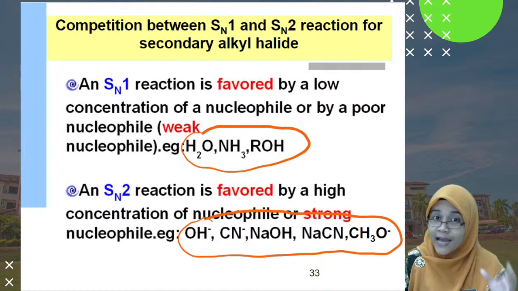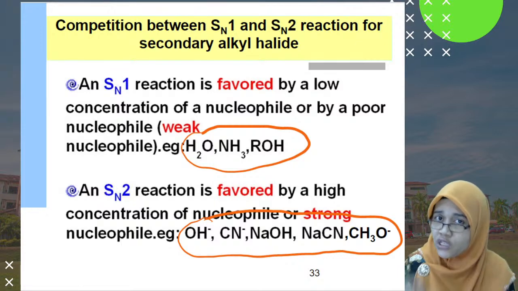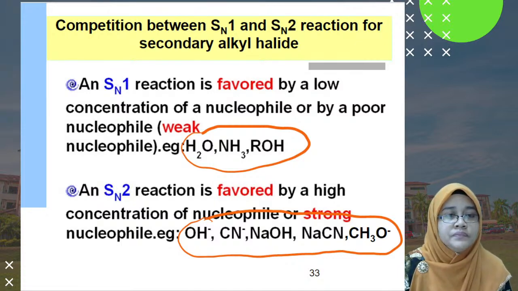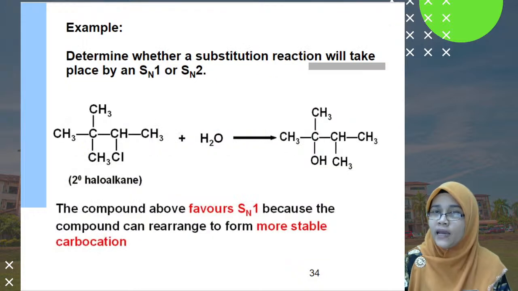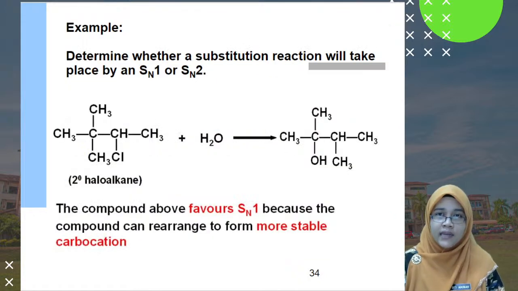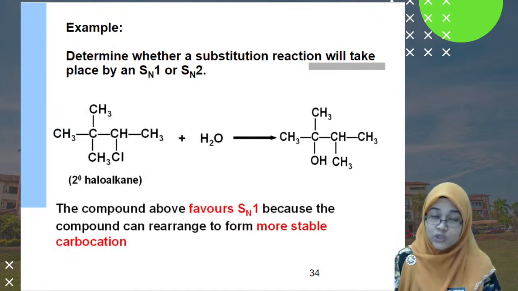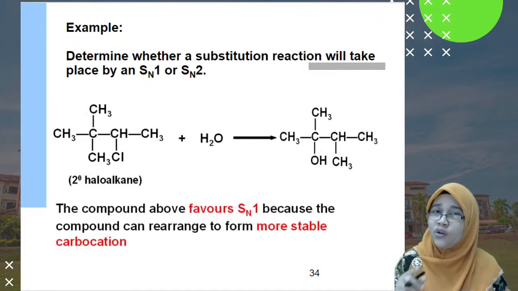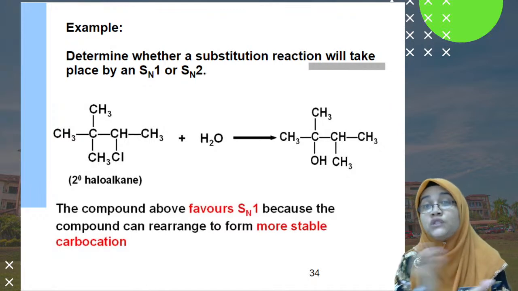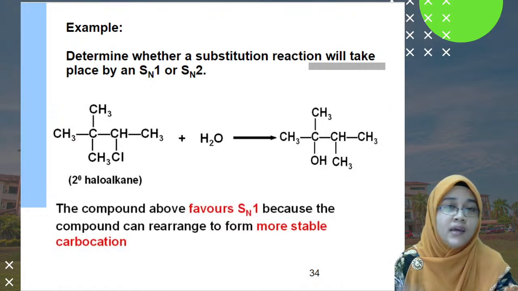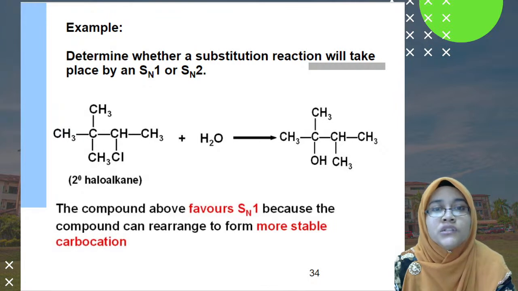Secondary haloalkane ni akan undergo nucleophilic substitution ikut Sn2 method. Alright. Tapi kalau dia primary haloalkane, memang tak payah tanya, dia memang undergo Sn2. Cuma secondary saja. Secondary haloalkane you kena tengok nucleophile nak masuk, nak ganti tu kuat ke lemah. Secondary haloalkane sahaja. So example, okay, kita nampak dia kat sini.